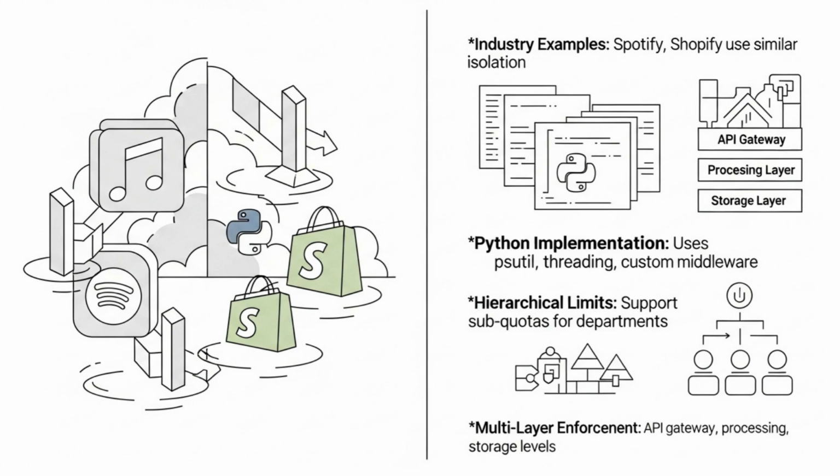Companies like Spotify use similar isolation to ensure podcast uploads don't affect music streaming. Shopify prevents one store's Black Friday surge from impacting others. Our Python implementation leverages psutil for monitoring and custom middleware for enforcement. We support hierarchical limits and multi-layer enforcement at the API gateway, processing, and storage levels, providing robust protection.